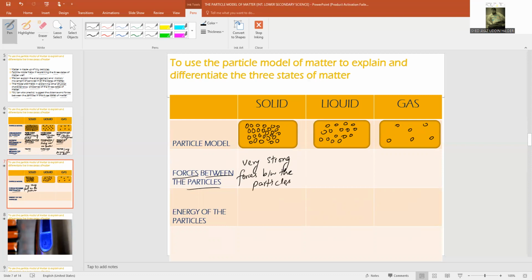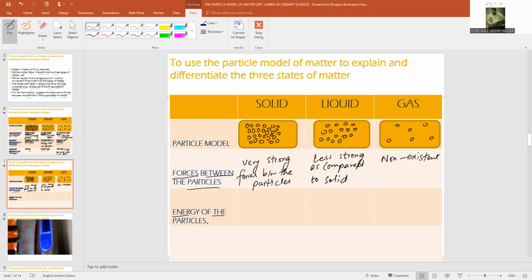In liquids, the force is there, but it's less strong as compared to solid. But in gases, the forces are non-existent. The reason is that the particles are very far away from each other. If the force is there, then the particles must be close to each other in some way.